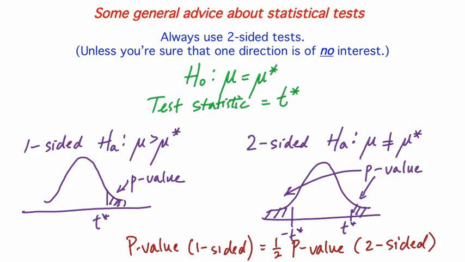Would that significant result be meaningful? Not if we really should be doing a two-sided test. Taking a look at your data and seeing whether it's larger or smaller than what you expect, and then deciding whether you should do a one-sided or a two-sided test is cheating.